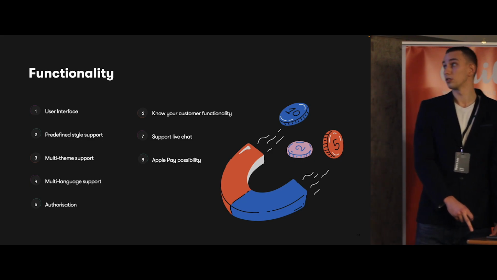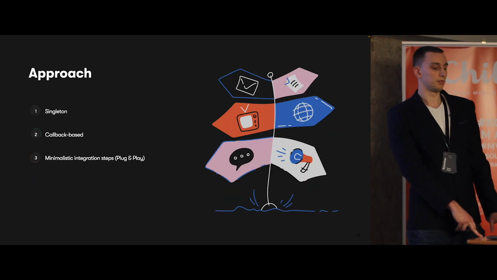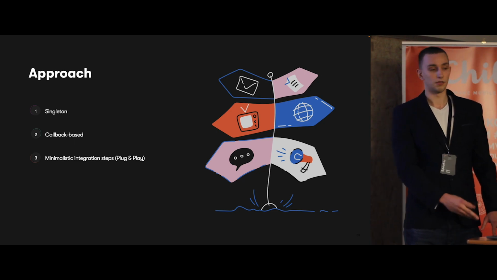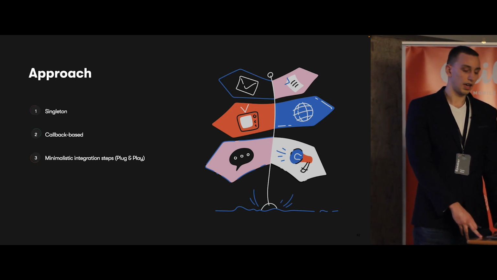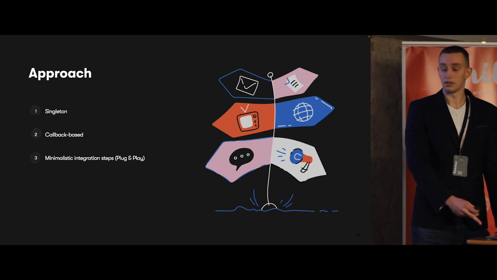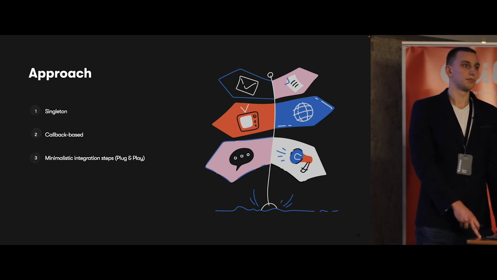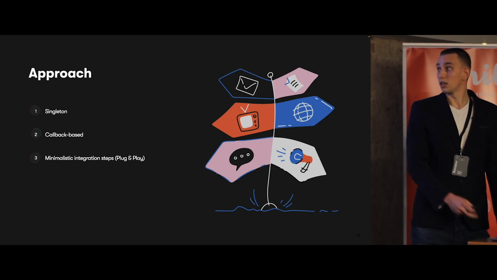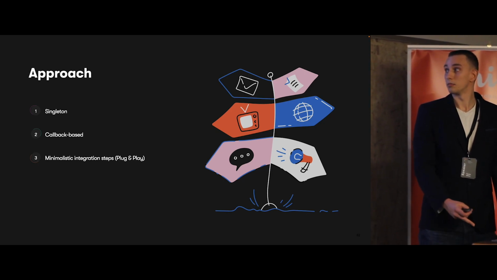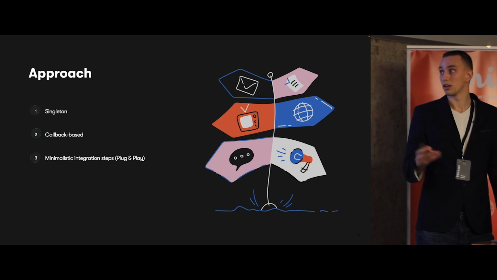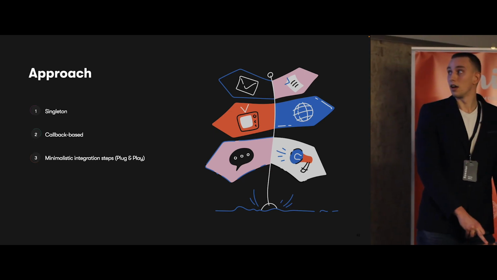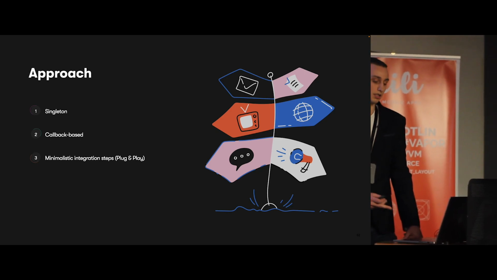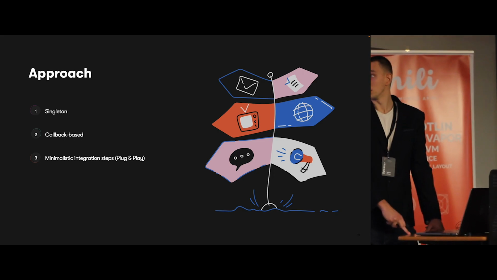All right, so the approach we took. We use the singleton approach. What that means is, upon initialization, you create a single shared instance, and if you want to talk to the SDK, you do it through the instance. Also, we have some callbacks. On some specific events, we need to give feedback to the partner. We basically use on success, on error, etc. And as I mentioned, one of the requirements is minimal steps of integration, basically plug and play.